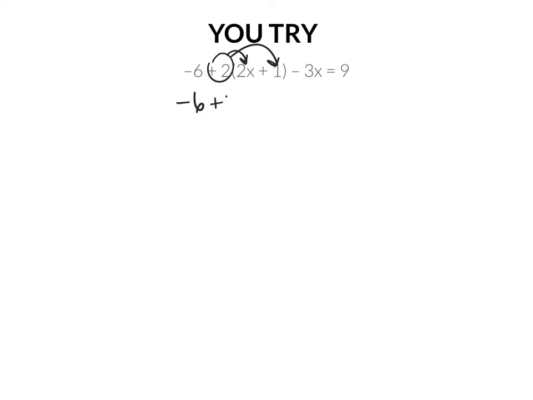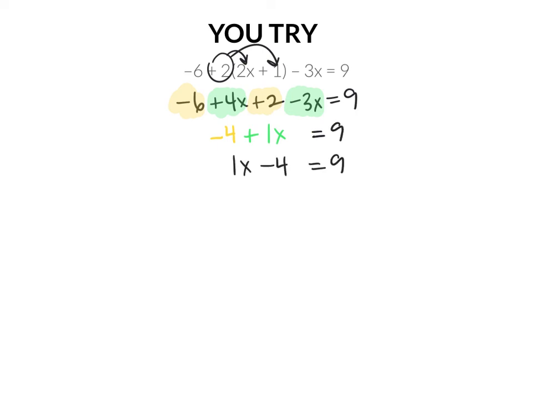That 2 times 2x is 4x, and the 2 times 1 is 2. Then I also haven't distributed anything to that minus 3x, so it comes down as well, along with the equals 9. This time, when I go to combine my like terms, I have multiple sets of them. I have a negative 6 and a positive 2 that combine to give me negative 4, but I also have a positive 4x and a minus 3x, leaving me with a positive 1x, or you might just see it written as x, equaling 9.